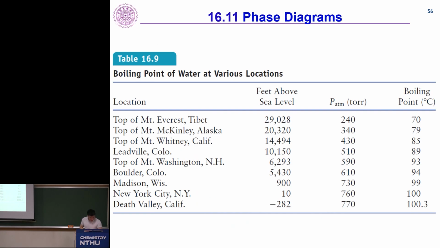Okay. And here are some examples, right? At the top of Mount Everest, Tibet, etc., we have different heights above sea level, and you're going to have different pressures, different vapor pressure, and different boiling points. Any questions here? This is kind of easy, so I'm skimming through. But if you cannot follow me, please raise your hand.